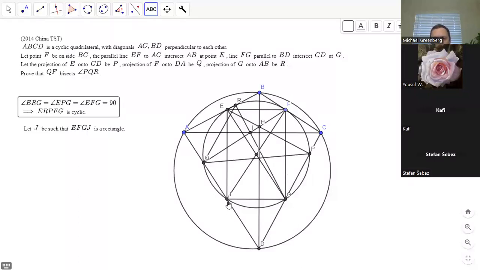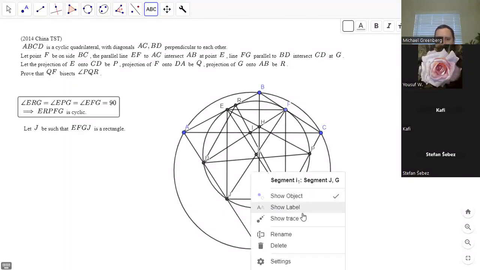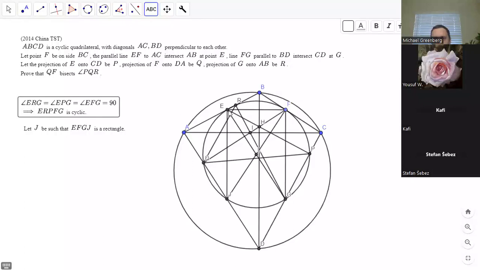So basically, we know that J would lie on AD, assuming it's by ratios, right? Because the diagonals are perpendicular. Yeah. So basically, we could instead draw the parallel from E to FG and let it meet AD at J. And then we want to show DJ over DA is DG over DC. But that's true because DJ over JA is BE over EA, which is BF over FC, which is CG.